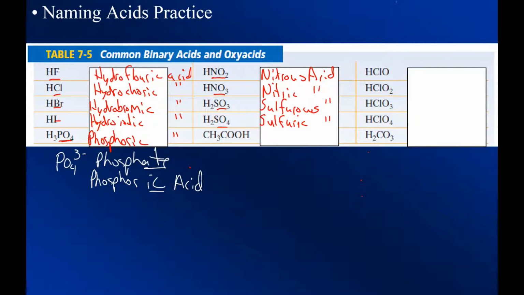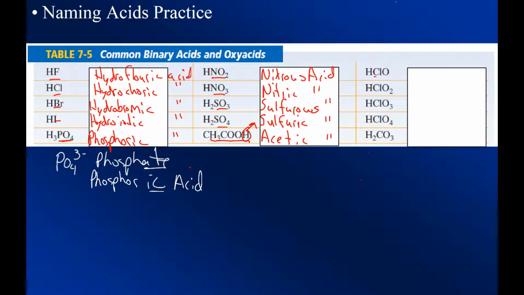Next one, CH3CO2. If you look on your polyatomic ion chart, that's acetate. So the ate becomes ic. So it's acetic acid. It's actually vinegar. That's an important one you need to know. And remember, I mentioned CH3CO2H, acetic acid. It's actually a monoprotic acid. This hydrogen's the only one that can leave. The other ones are covalently bonded and they're too strong.